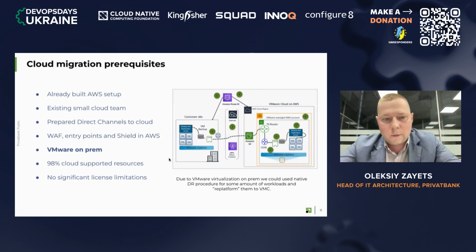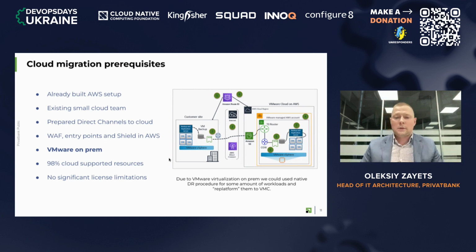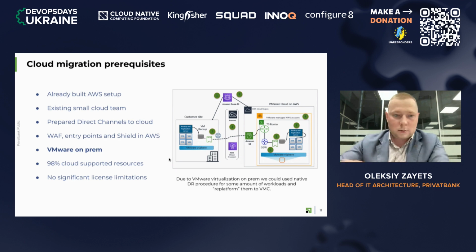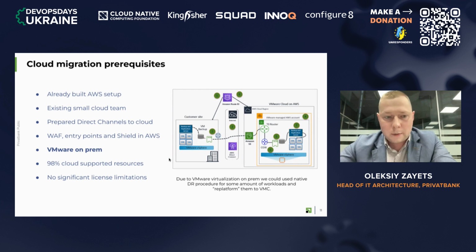In on-prem data centers, we widely use VMware virtualization. That's why part of our migration was covered by the standard native disaster recovery procedure from VMware, and we deployed a solution called VMware on cloud. Some virtual machines and workloads were migrated smoothly, and we could save some time to redeploy and reconfigure an environment.